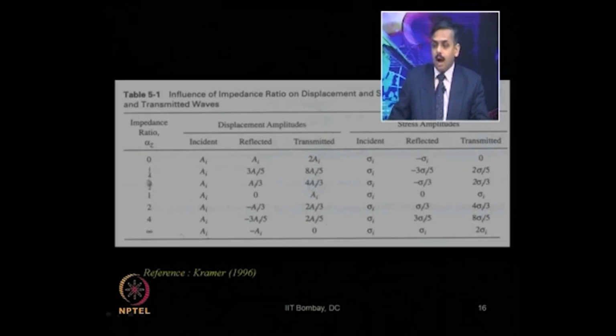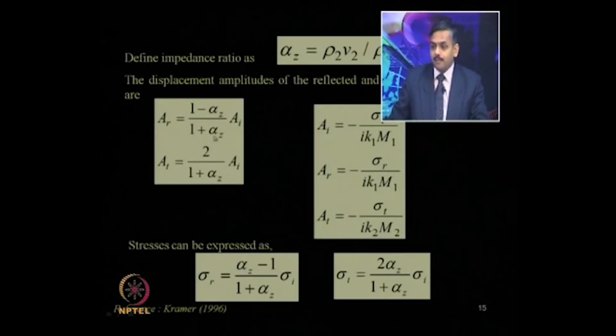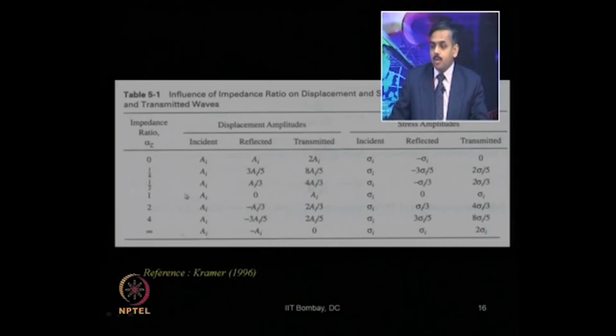Let us say alpha z is 0.5. Okay. For that 0.5, what happens? When displacement amplitude of the incident wave is A I, reflected is A I by 3. Just putting alpha z equals to 0.5, you will get this, you will get this also, right. Similarly, you will get this and this. That is what we are doing here. So, alpha z of 0.5 will give us a reflected wave displacement amplitude much lower than the displacement amplitude for the incident wave.